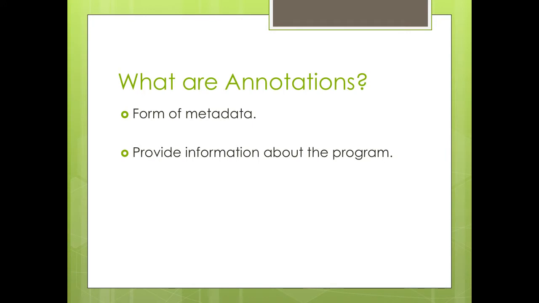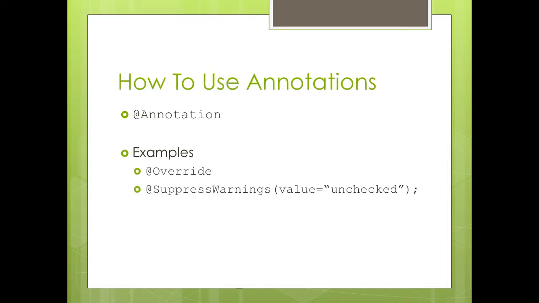Next, we're moving on to annotations. What are they? They're a form of metadata found in Java class files. They provide information about a program, but don't cause any active change in how it runs. Annotations use the @ symbol followed by the annotation's name. A common one or two you've probably seen before are @Override and @SuppressWarnings.